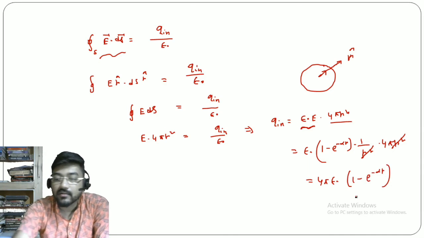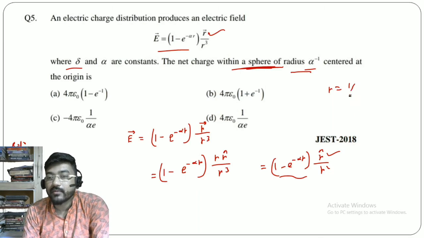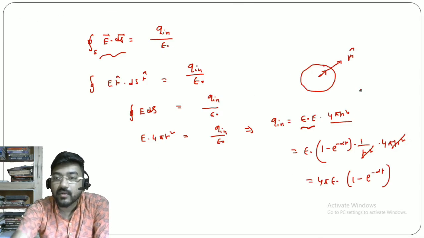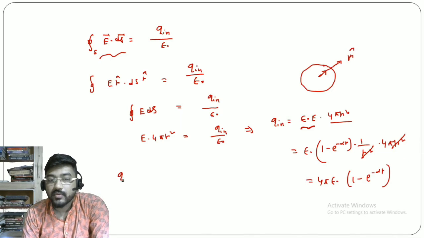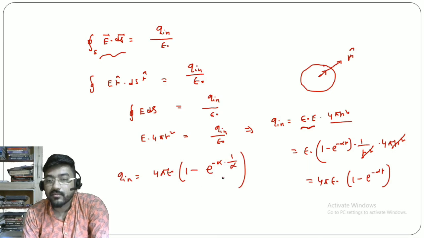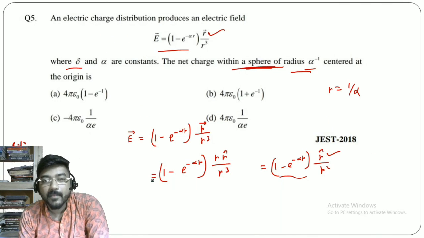Now what is r? We have to find it for a sphere of radius alpha inverse, that means r is equal to 1 by alpha. If you put r equal to 1 by alpha, you will have Q inside equal to 4 pi epsilon naught into (1 minus e to the power minus alpha into 1 by alpha). So it will be 1 minus e to the power minus 1. So Q inside is equal to 4 pi epsilon naught into (1 minus e to the power minus 1). I think this will be the correct answer.